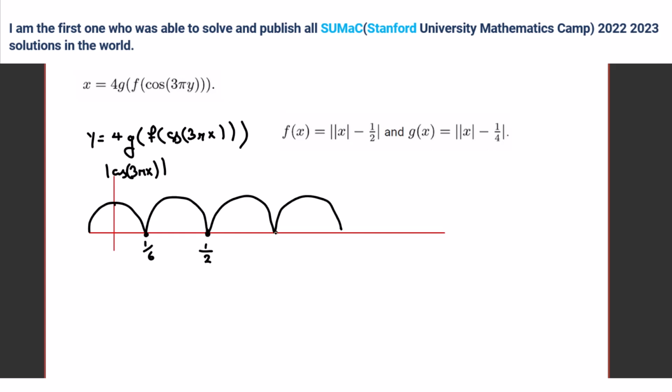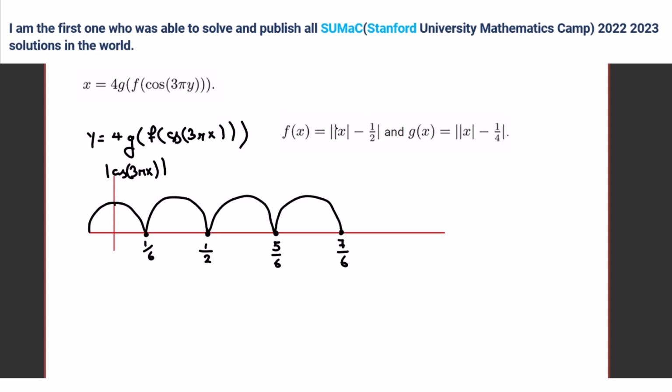Exactly. What would this one be? This one would be 5/6. Yes, 5 over 6, and so on. You should add 1 over 3, or 2 over 6. So what is this point? It is 7/6. Exactly, 7 over 6, and so on.